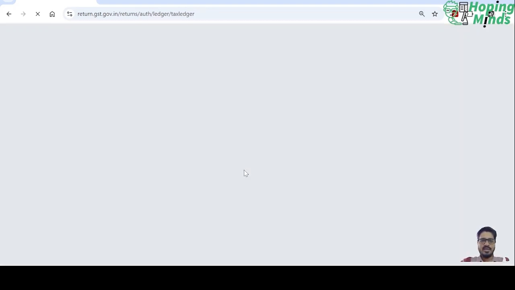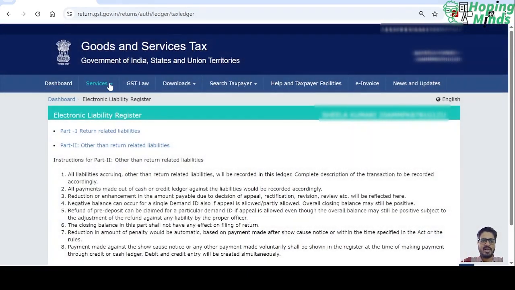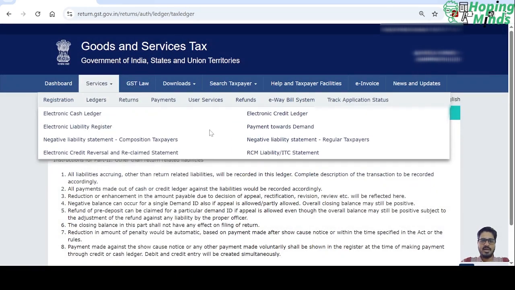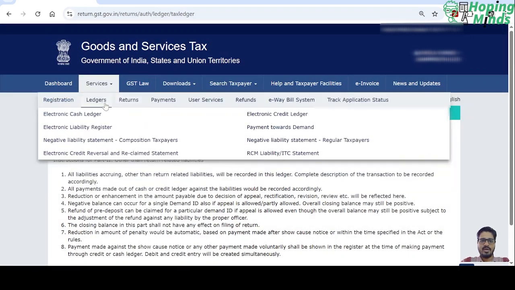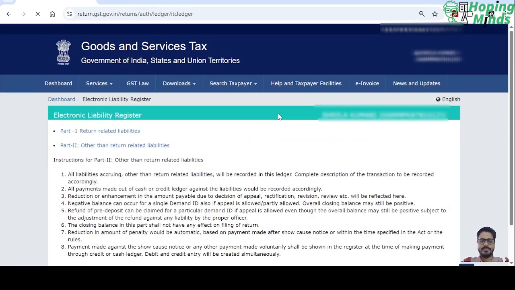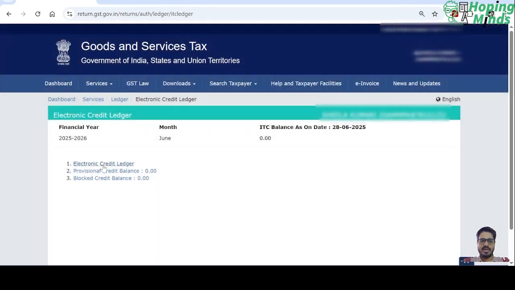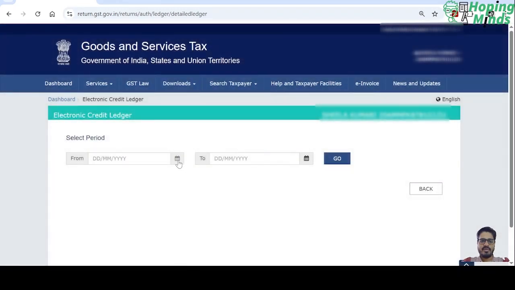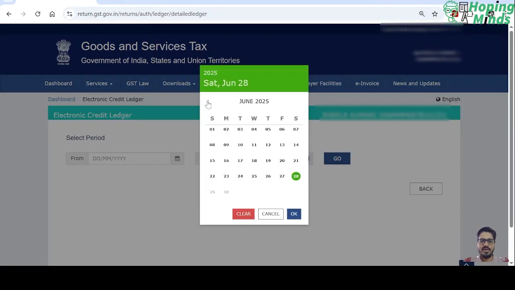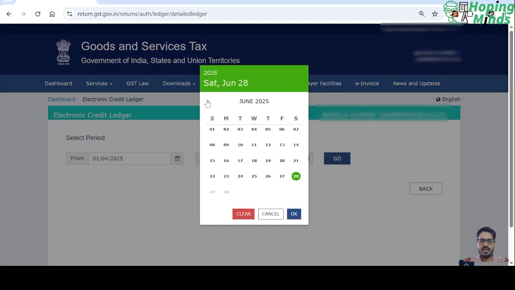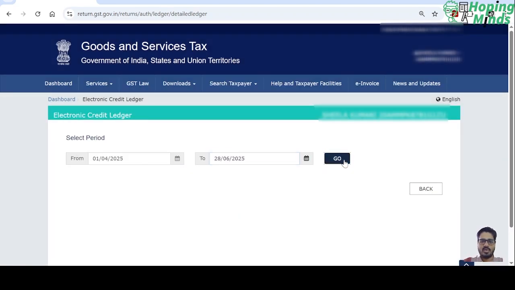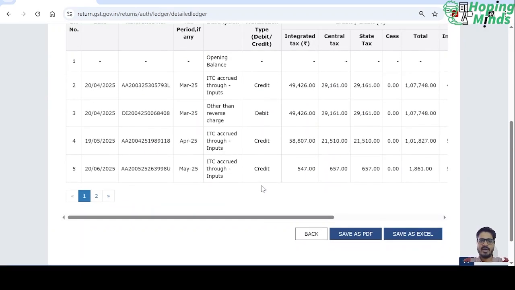Next, let us see the electronic credit ledger. Again, we have to go to services, ledgers, and electronic credit ledger. So here in the electronic credit ledger, we have to again select the period. So let us select the period 1st April till date, that is 28th. Go. So here is the electronic credit ledger.